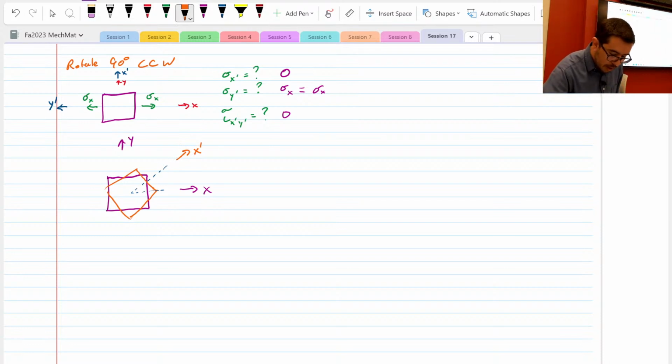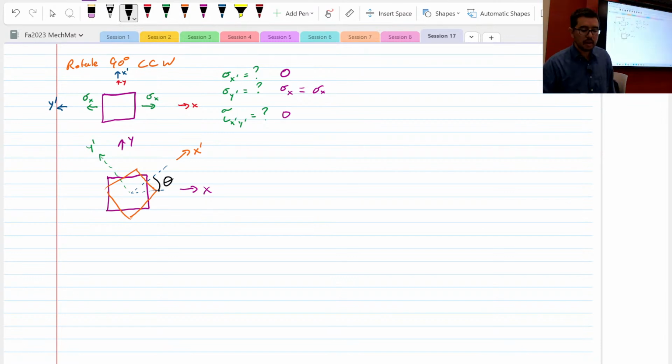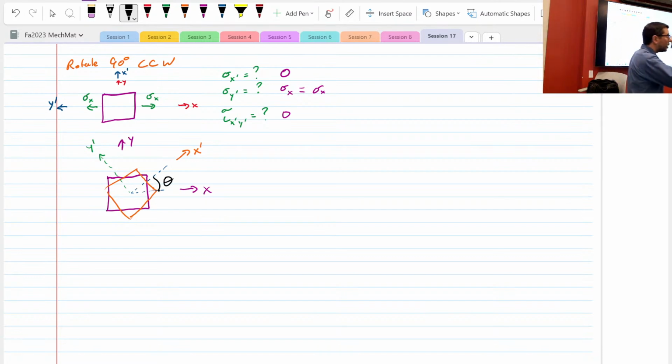Okay, and then of course, coming out of this face, that's going to be the y prime. Okay, and the angle of rotation is going to be theta. Okay, and you can watch the videos, we go through this in detail. But sometimes it's nice to see it in slow-mo, or slower-mo, or live, however you want to look at it.